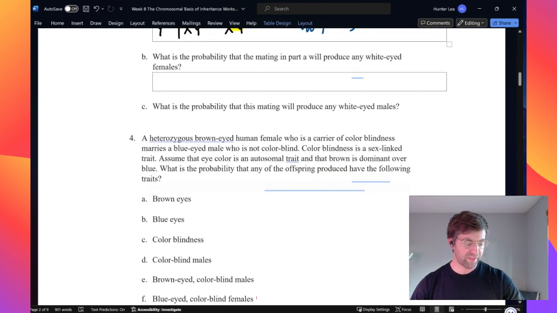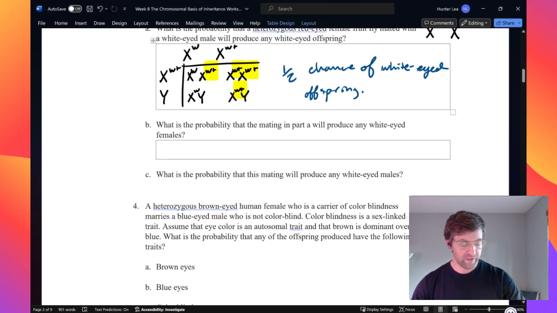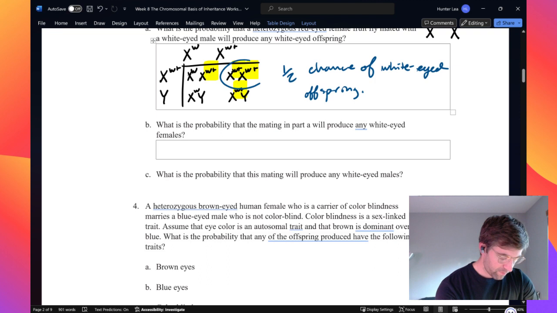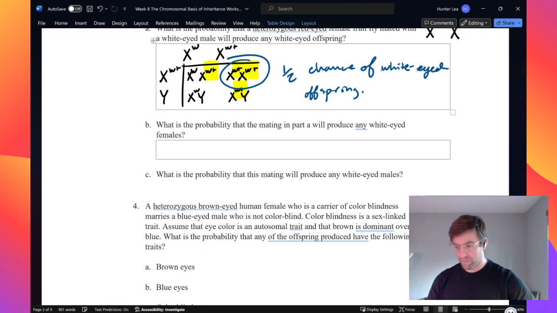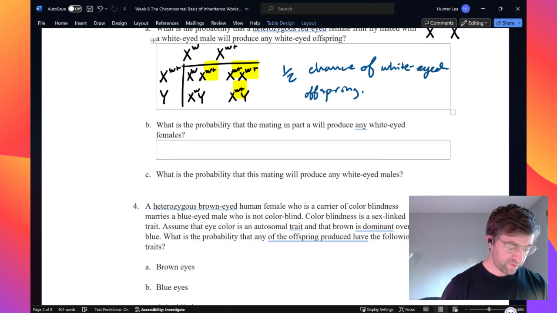What is the probability that the mating in part A will produce any white-eyed females? Because this is a recessive trait, both chromosomes have to be carrying that sex-linked gene, and so our chance here is 1 in 4.